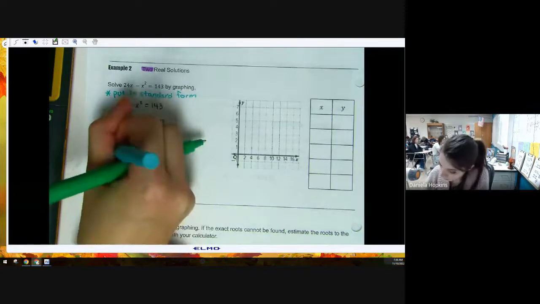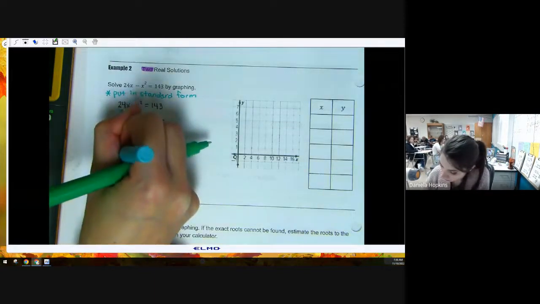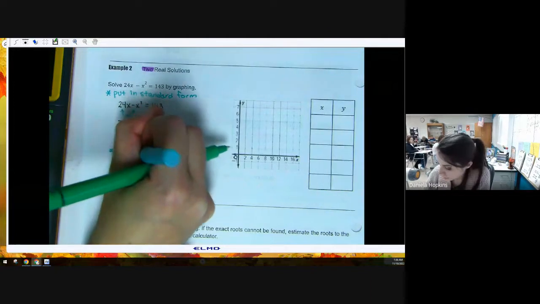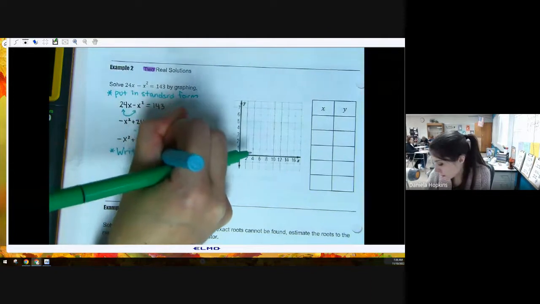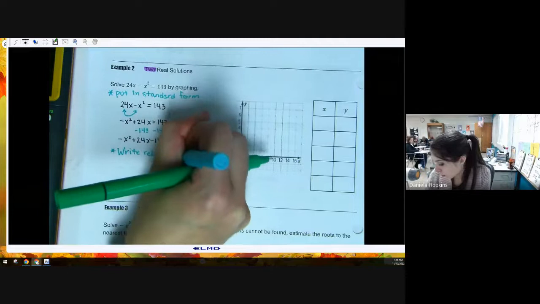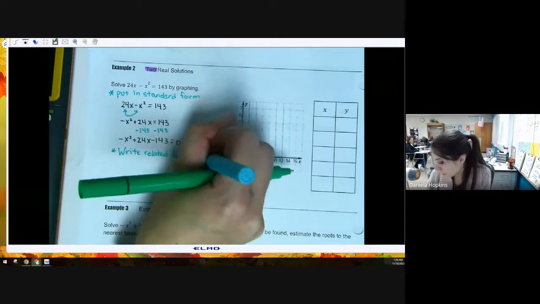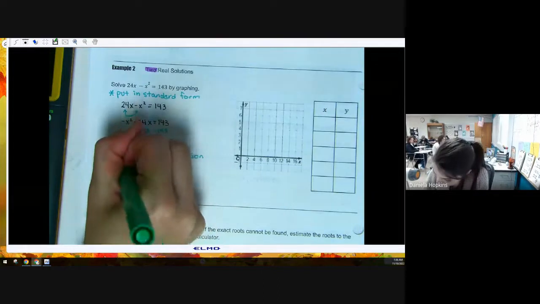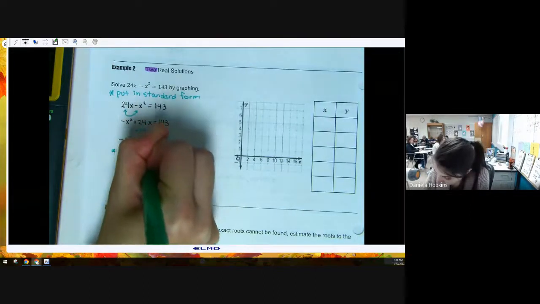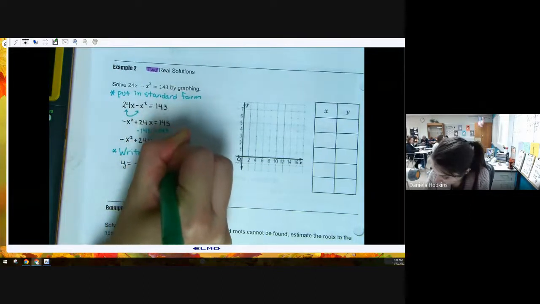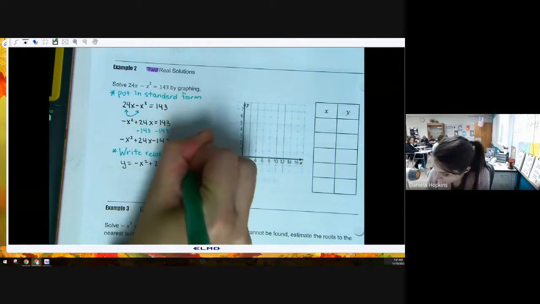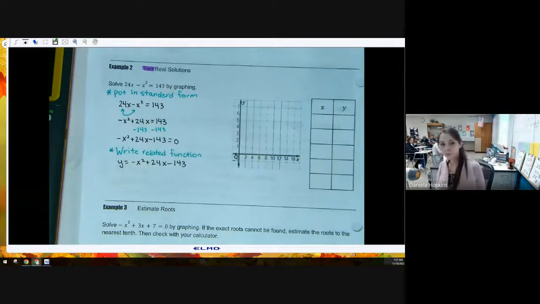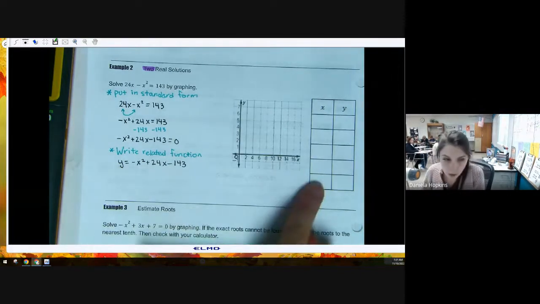I write my related function. Really, my only difference there is I'm putting y equals instead of 0 equals. And I guess I switched the order a little bit. All right, and now I'm going to graph. So I need to center my table where I see those repeats.